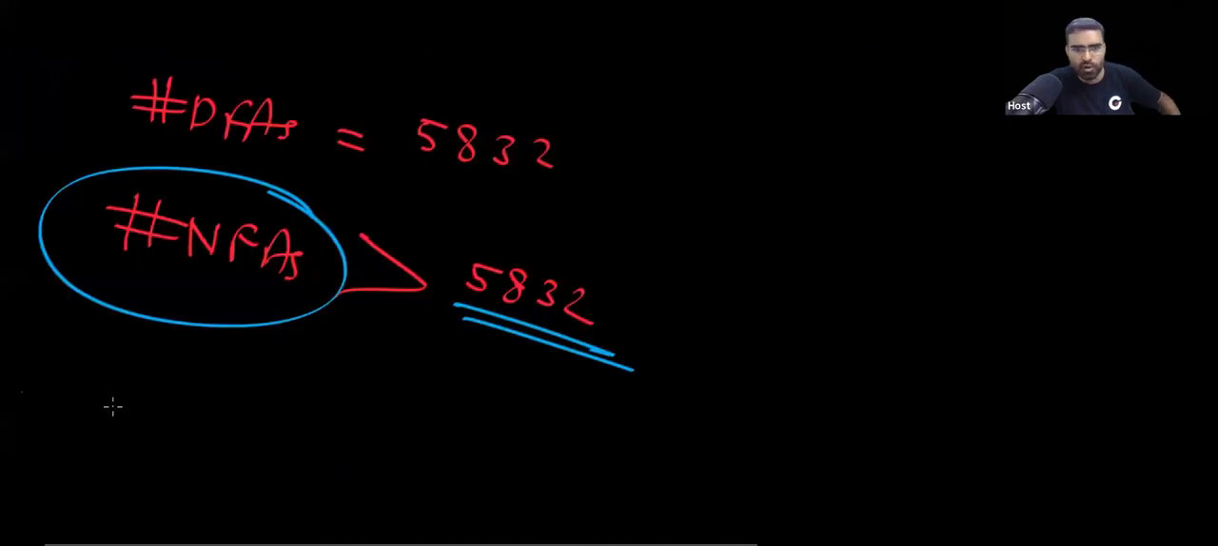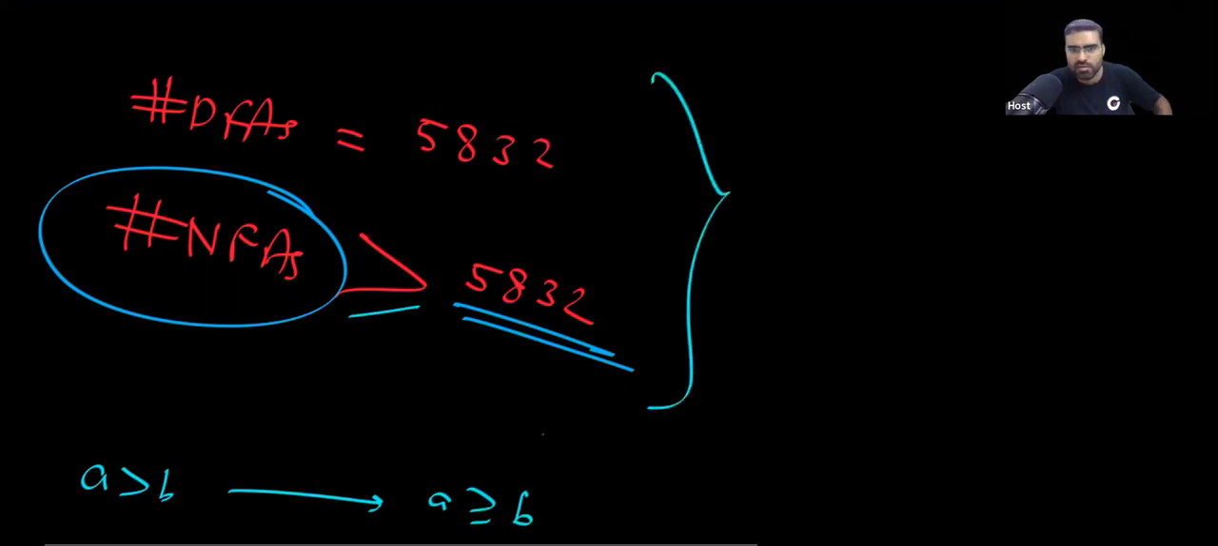Okay. Number of NFAs, yeah. Twinkle is asking why. You can also do that. If A is greater than B, that also means A is greater than or equal to B. No problem, that is also fine. So the number of NFAs will definitely be more than this. The number of NFAs will actually be much more than this.